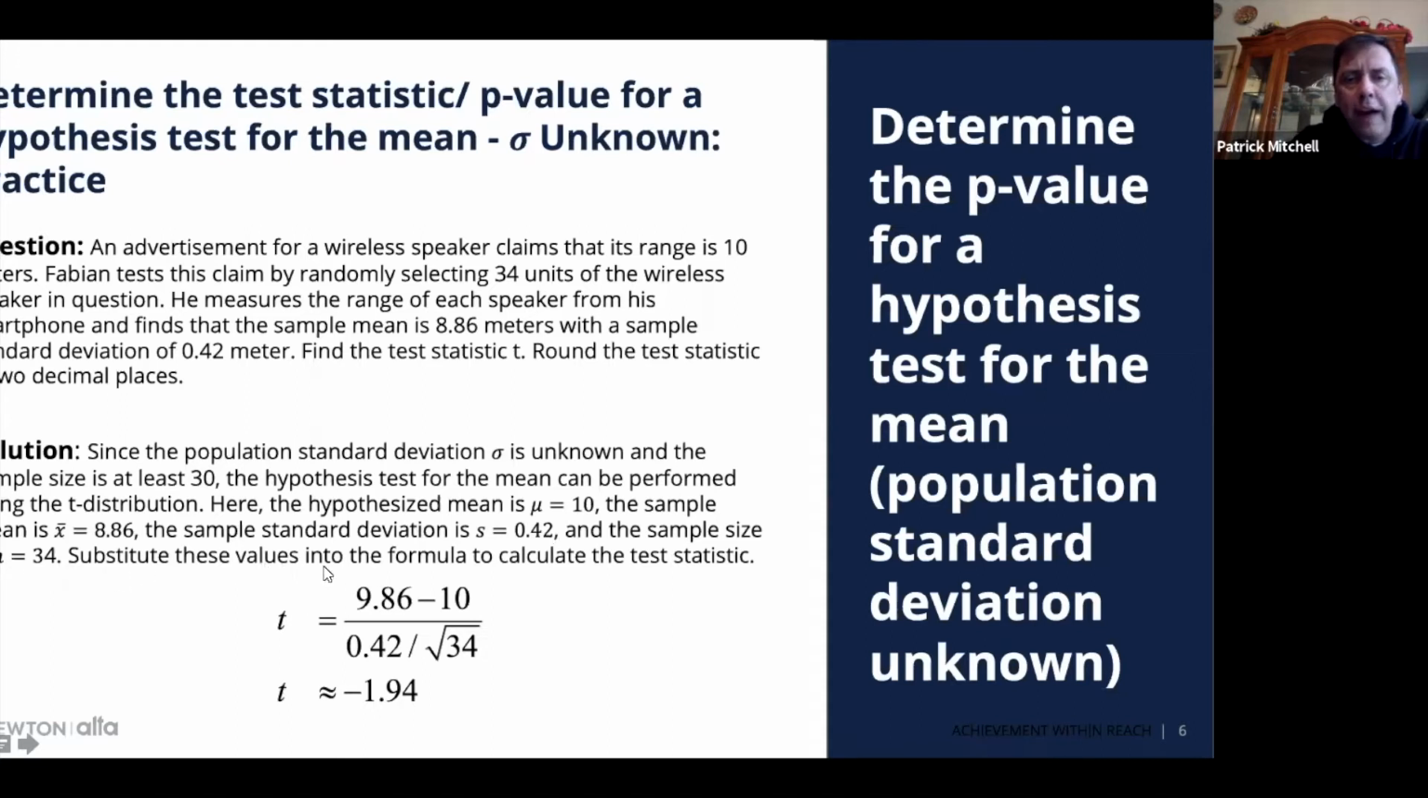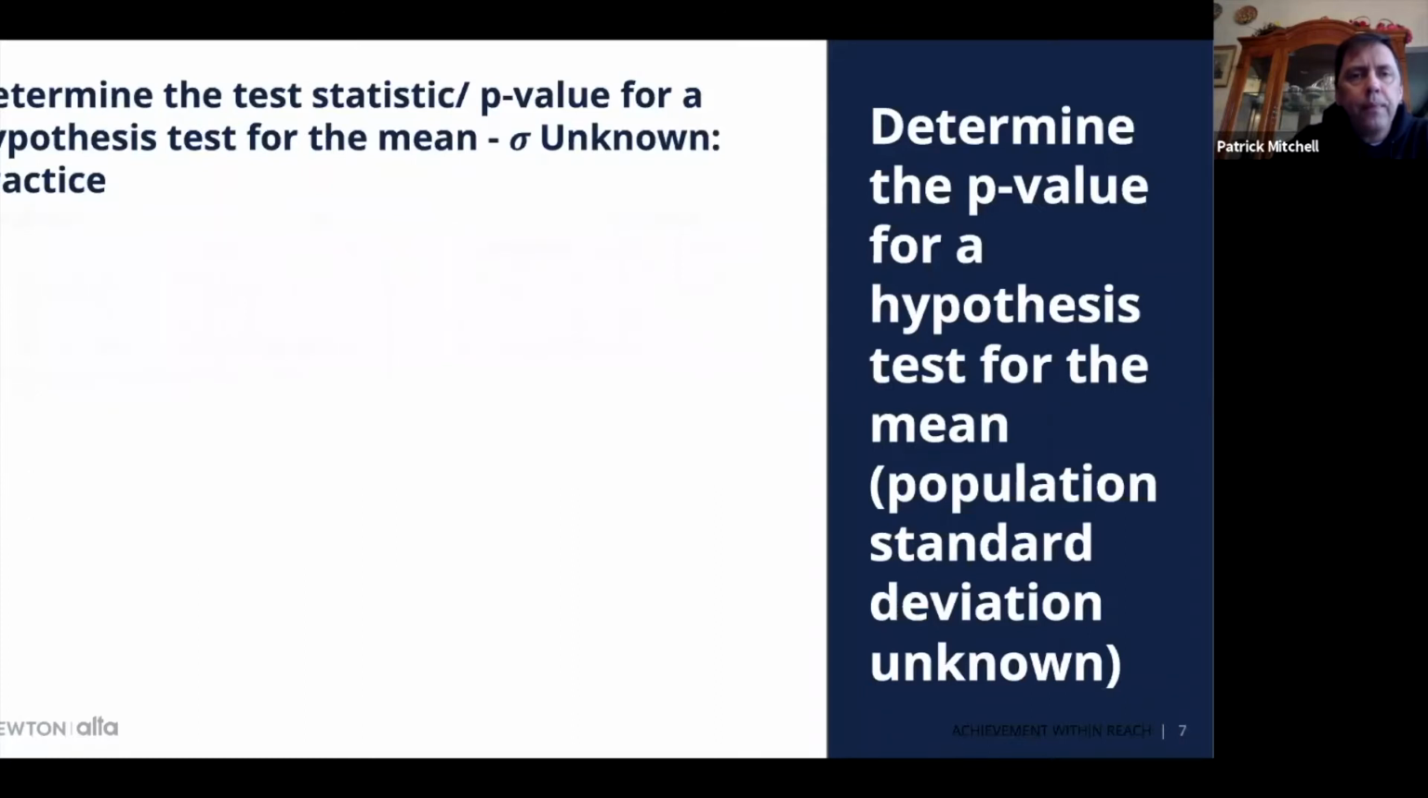So substituting these values into the formula to calculate the test statistic, and this is something you should absolutely try in your calculator. We get t equals 8.86 minus 10, and then divide that difference by 0.42 over the square root of 34. Should come up with negative 1.94 for the calculated test statistic.